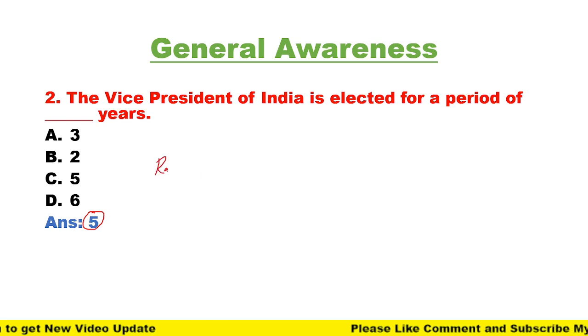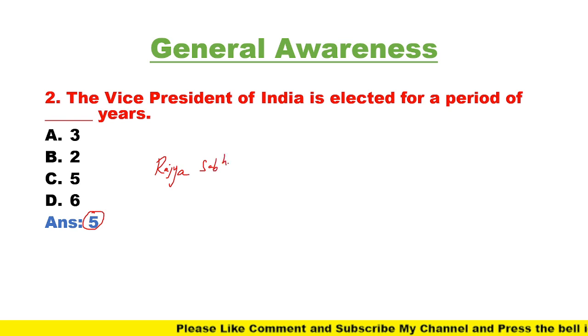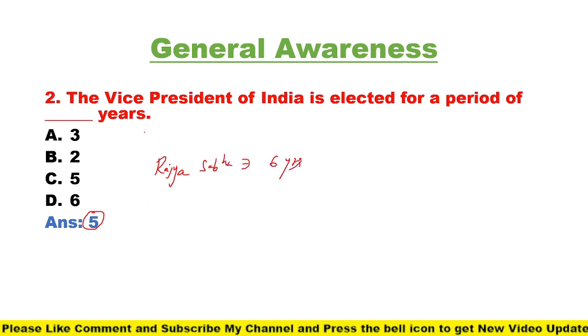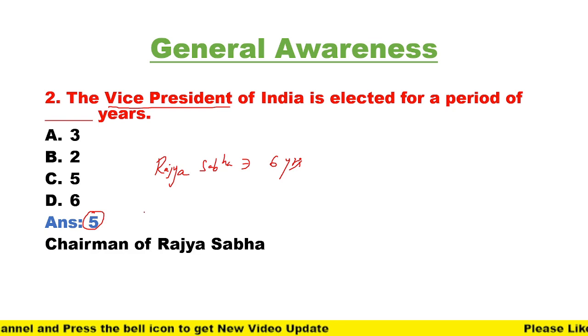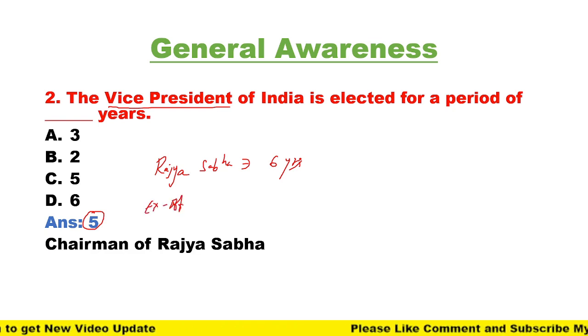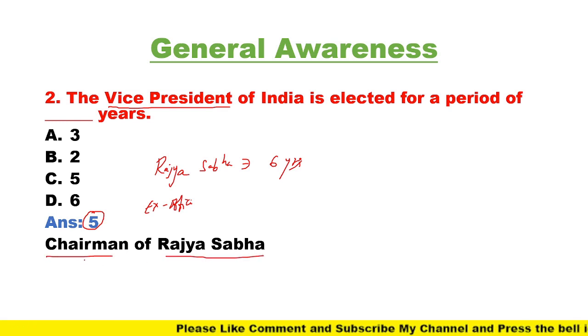Rajya Sabha member. Okay, if someone is a Rajya Sabha member, his tenure is 6 years. And the Vice President is not a member of Rajya Sabha. Ex officio, he is the chairman of Rajya Sabha. He is not the member of Rajya Sabha, he is the chairman of Rajya Sabha. So his tenure is 5 years.